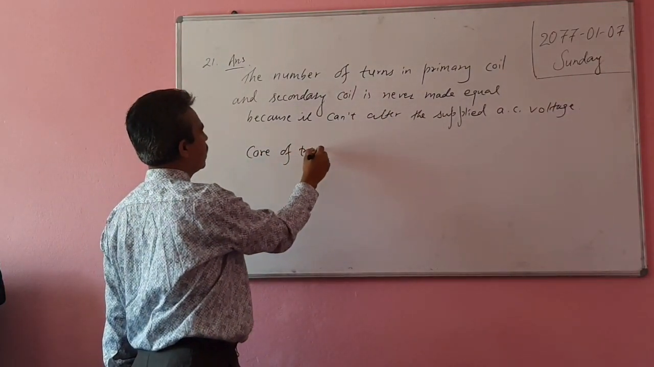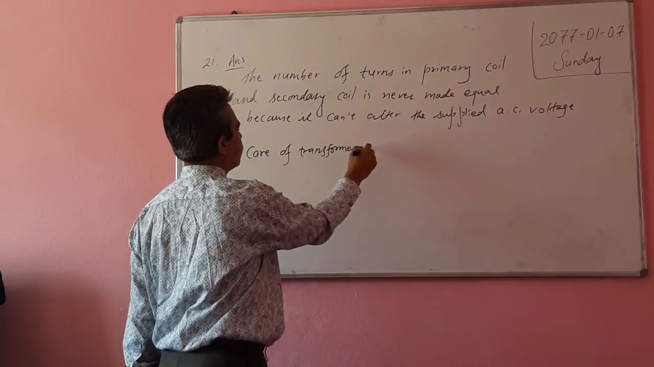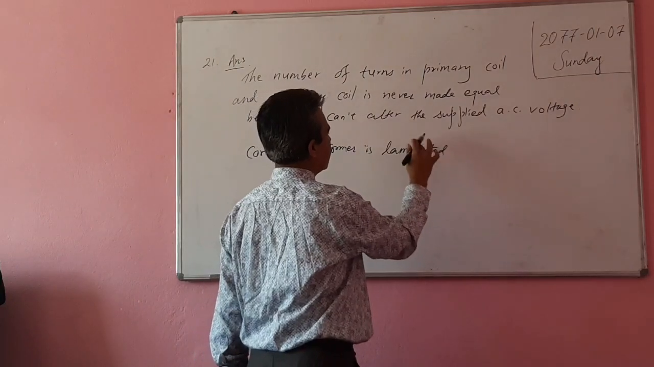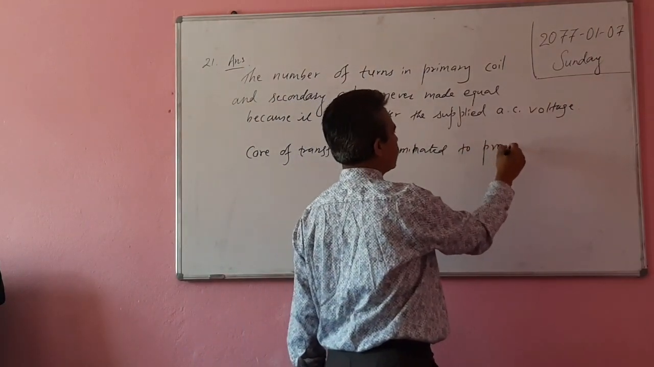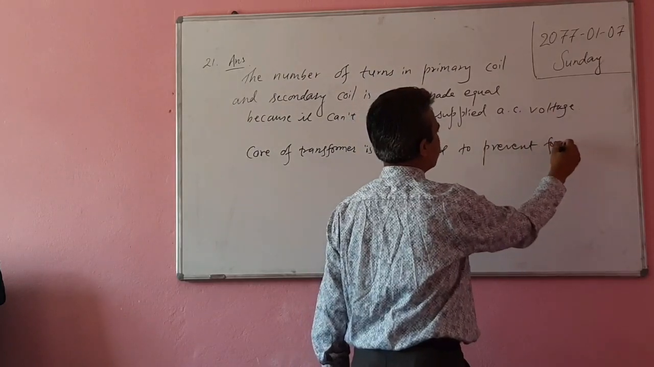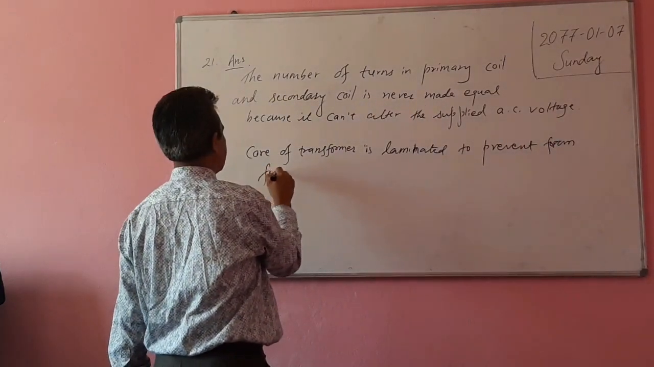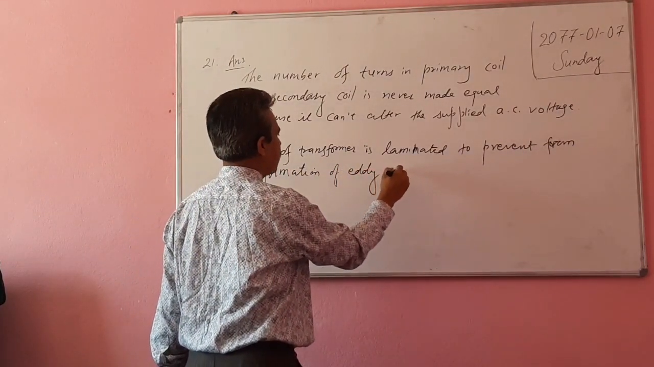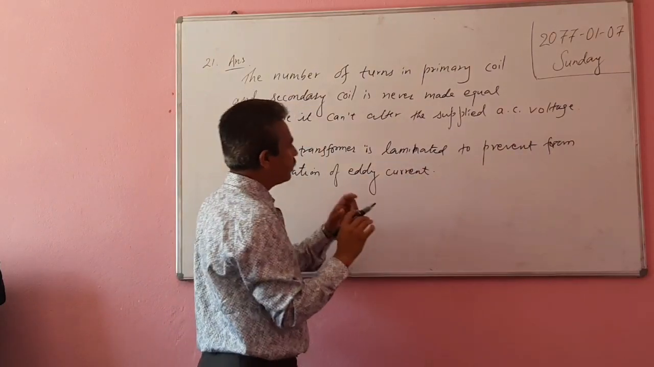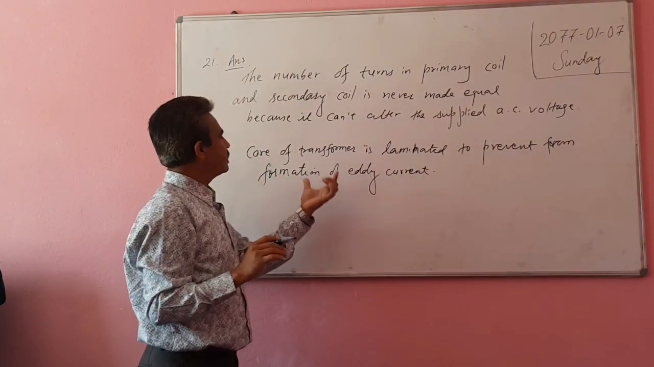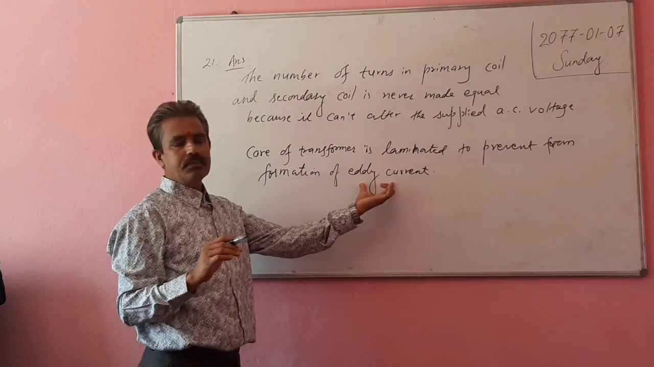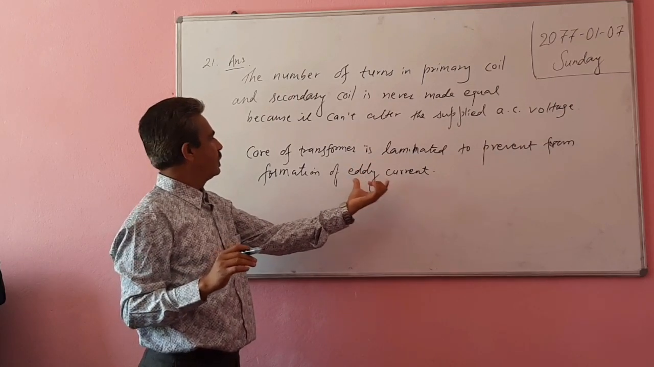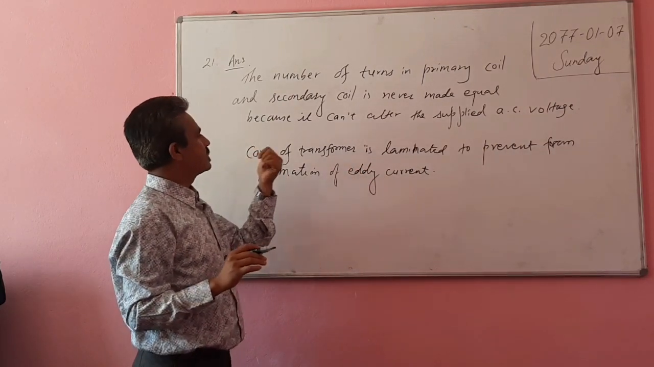Core of transformer is laminated to prevent the formation of eddy current. If the core is not laminated, then eddy current is produced in the core and it decreases the efficiency of the transformer. That's why it is laminated.